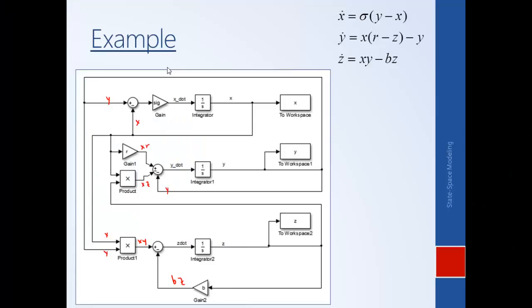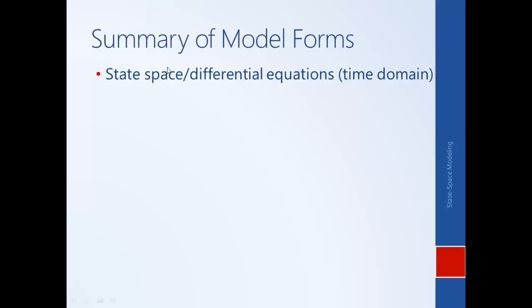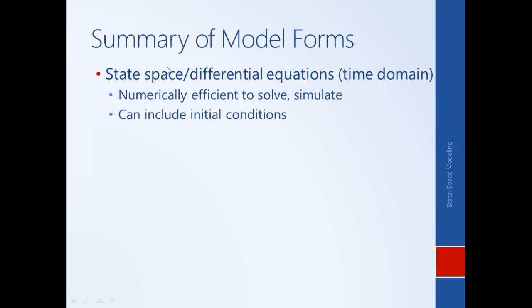So going back to our slideshow, that completes this example, and it completes this module. So in summary, I'll just quickly discuss the advantages and disadvantages of a state space model, which in essence is a differential equation model or a time domain model, as compared to the transfer function model. Some advantages are they are numerically efficient to solve and simulate, including when you get to controller design. You are able to include initial conditions in the model. You are able to model nonlinear and time-varying systems.